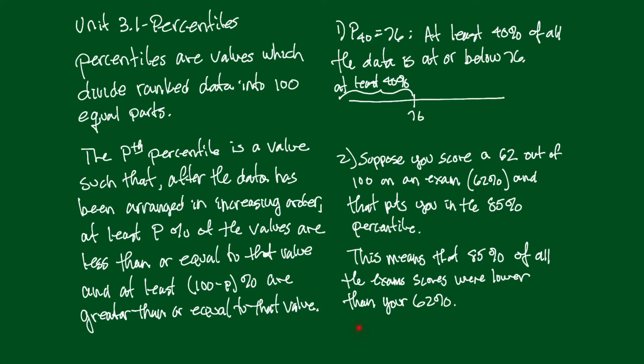So if we put all the exam scores in increasing order here, and we locate your 62%, what does it mean? Well, it means that at least 85% of all the scores were down here. And then what have we got here? Well, at least 15% scored higher than you.